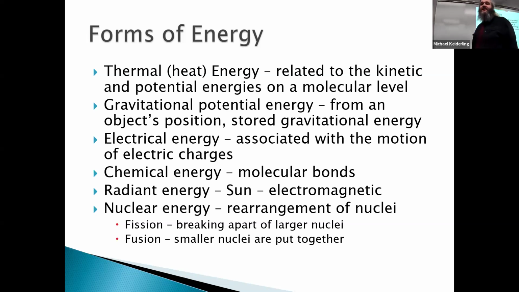This is stored gravitational energy associated with an object's position. There's electrical energy associated with the motion of electric charges. There's chemical energy associated with molecular bonds. There's radiant energy associated with electromagnetic waves from the sun. There's nuclear energy that comes from the rearrangement of atomic nuclei. You can break apart larger nuclei via fission to generate power, or you can glom together smaller nuclei to generate energy.